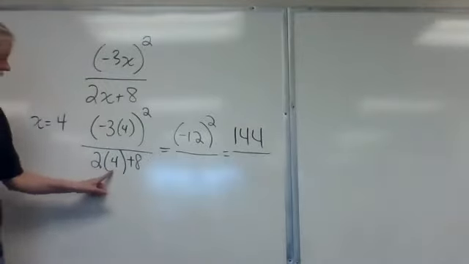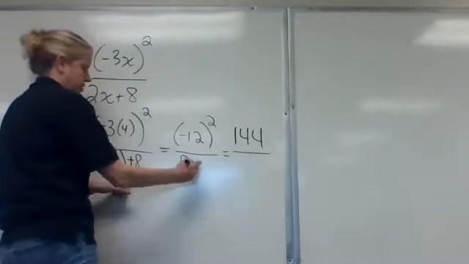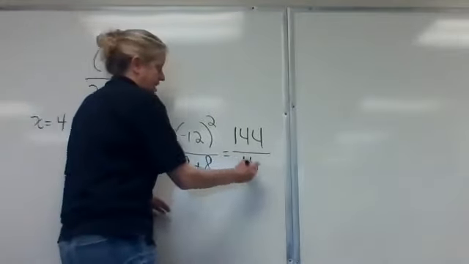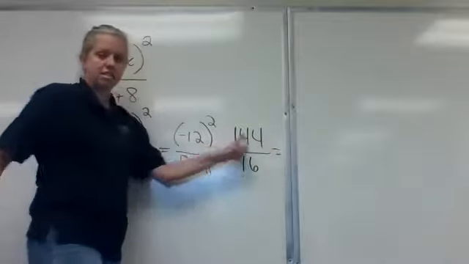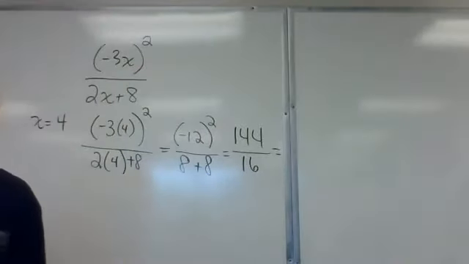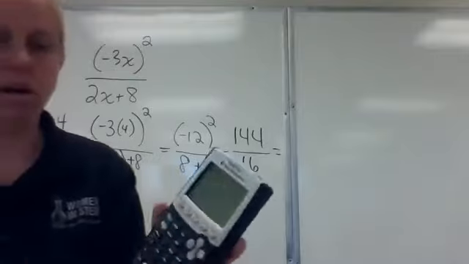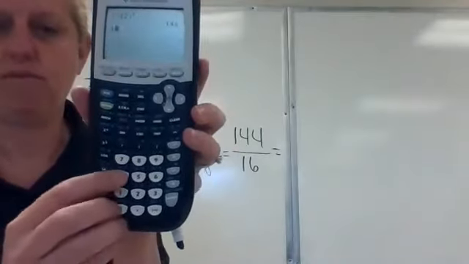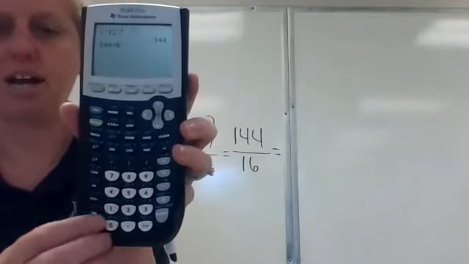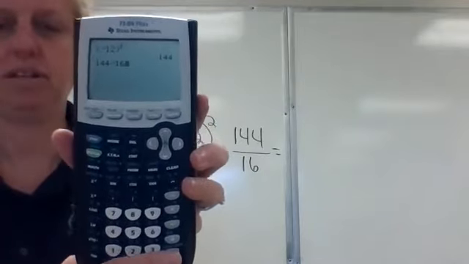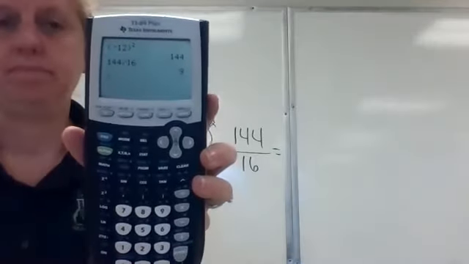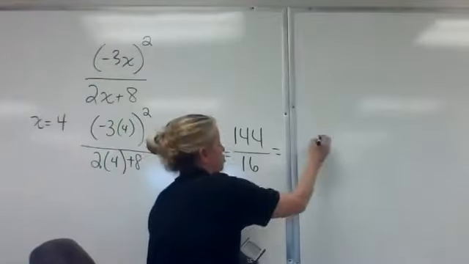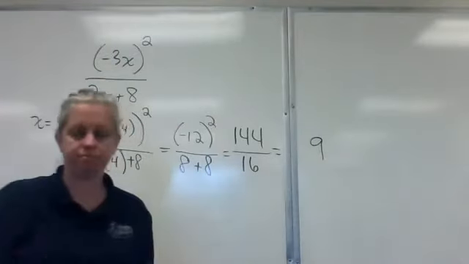And then do the bottom. 2 times 4 gives me 8. Bring over my plus 8. And 8 plus 8 gives me 16. So let's simplify this in our calculator. Remember, we would just do whatever's in top divided by whatever's in the bottom. So I'm going to do 144 divided by 16. And it divides evenly. So 144 over 16 does reduce to positive 9.